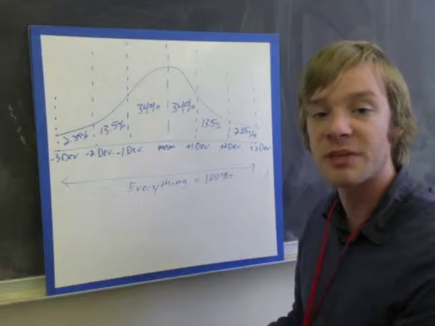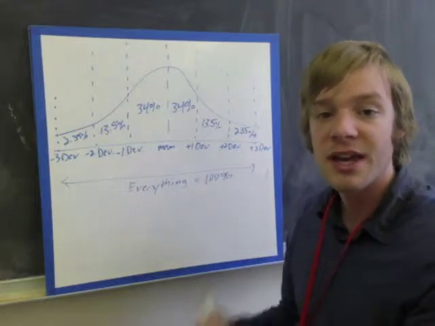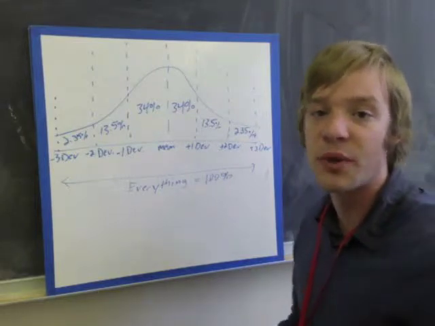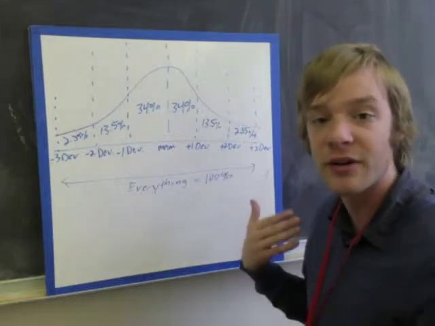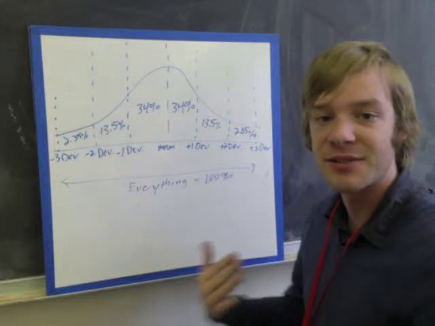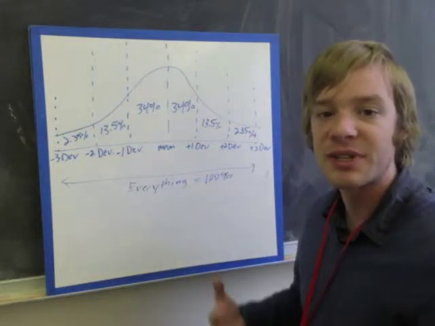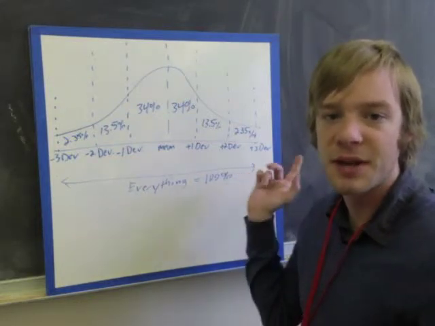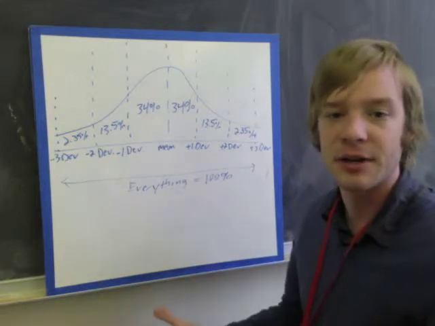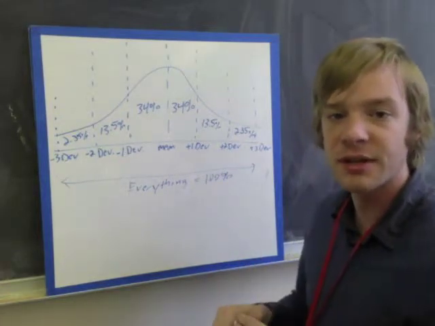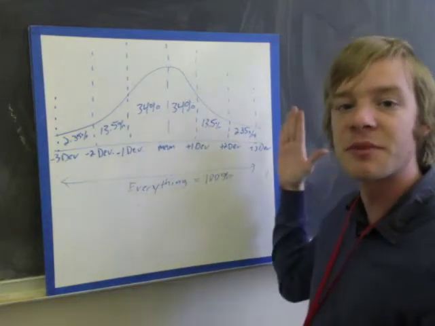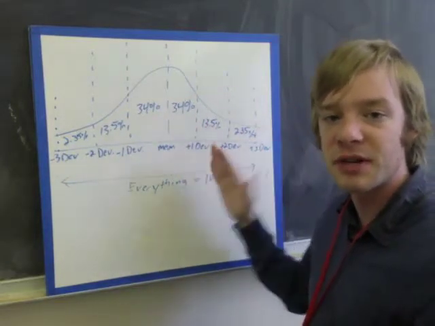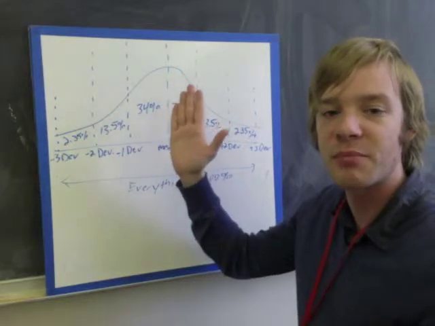If I were to ever ask you what the probability was of something happening that was greater than positive or -3, you could simply take 100% minus what we had here. Similarly, if everything is 100%, then everything that's bigger than the mean should be 50%. Similarly, everything below the mean should also be 50%.